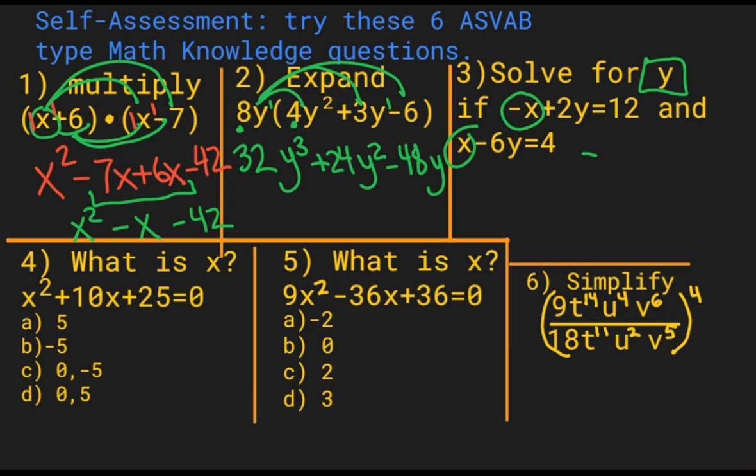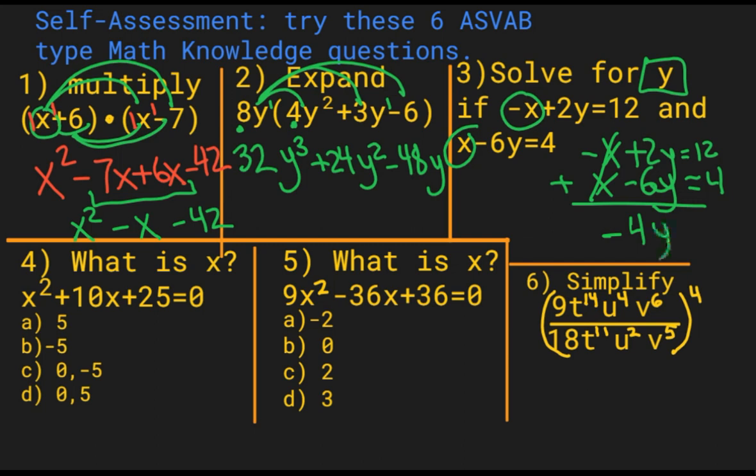Because y is the first thing that we're going to actually calculate. Let's stack these on top of each other. I got negative x plus 2y equals 12. And x minus 6y. We are solving by elimination. Solving a system of equations by elimination. You may have learned that in algebra. Negative and positive x, they just cancel. 6 and 2, opposite signs. So 6 minus 2 is 4. Keep the sign negative because 6 is bigger than 2. And 12 plus 4 is 16.